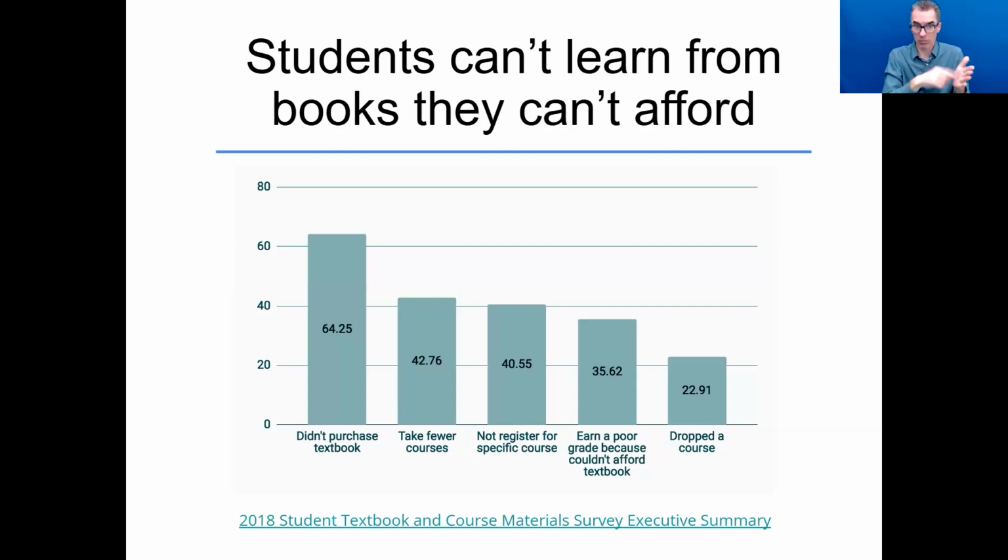Almost 43% said that they take fewer courses at some time in their college career because the textbooks were too expensive. Over 40% said that they didn't register for a specific course because of the cost of textbooks. Almost 36% said that they earned a poor grade because they didn't purchase the textbook, and so they just attempted to take the class without the textbook. And then almost 23% dropped a course because they couldn't afford the textbook.